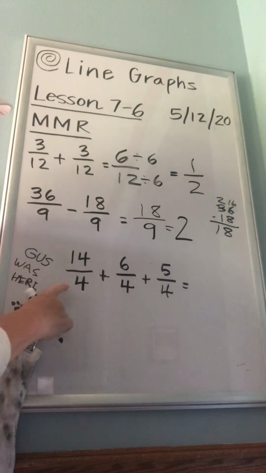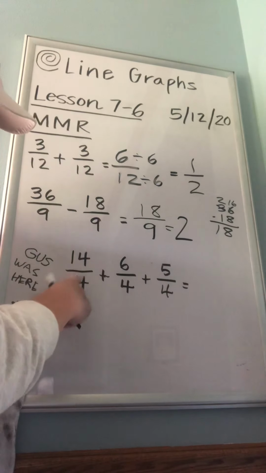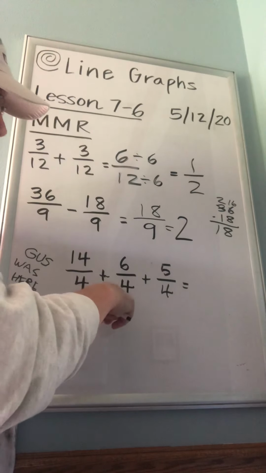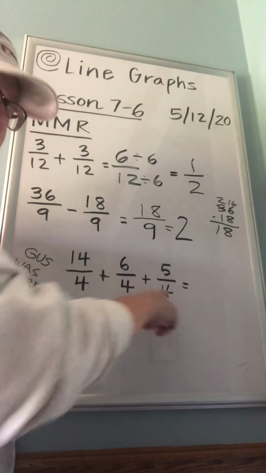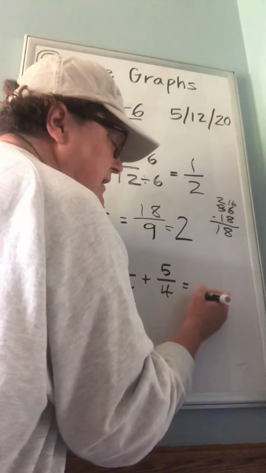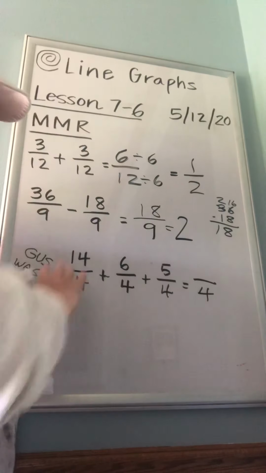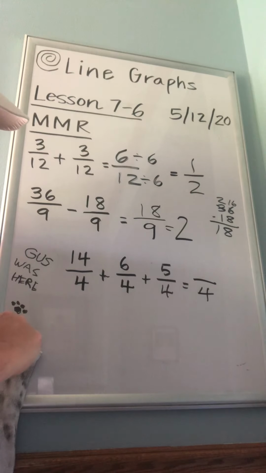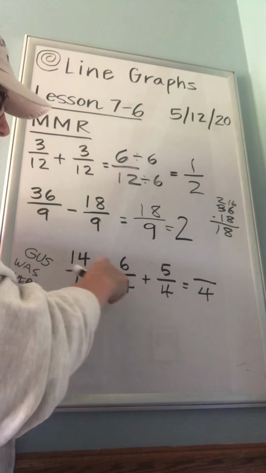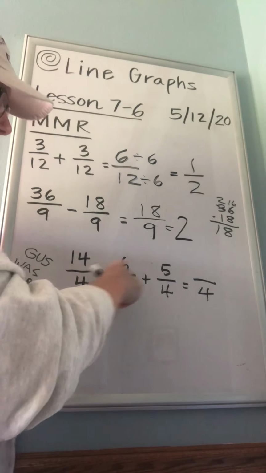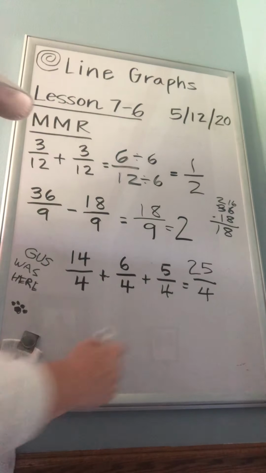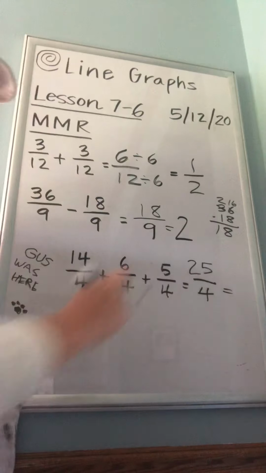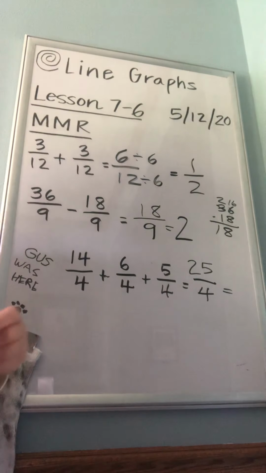The last number problem that I have here is 14/4 plus 6/4 plus 5/4. You'll notice that we have a common denominator of fourths, so we can go ahead and work with the numerators. We don't need to find any equivalent fractions. So we're going to add 14 plus 6 equals 20, plus 5 equals 25. 25/4. Now we need to put this into proper terms because the numerator is larger than the denominator.